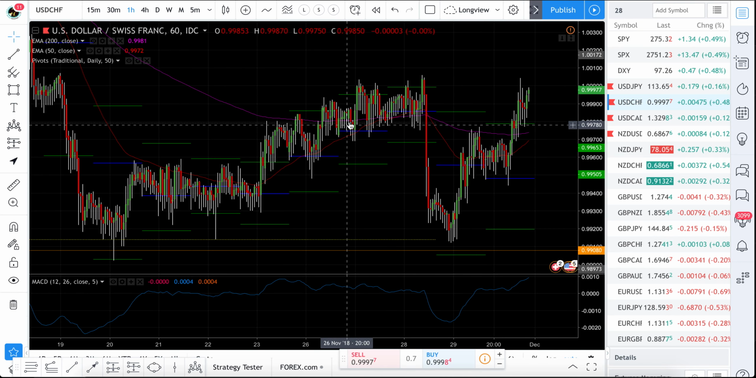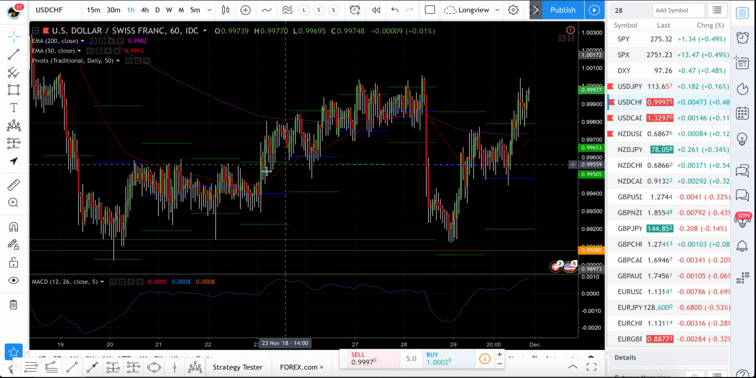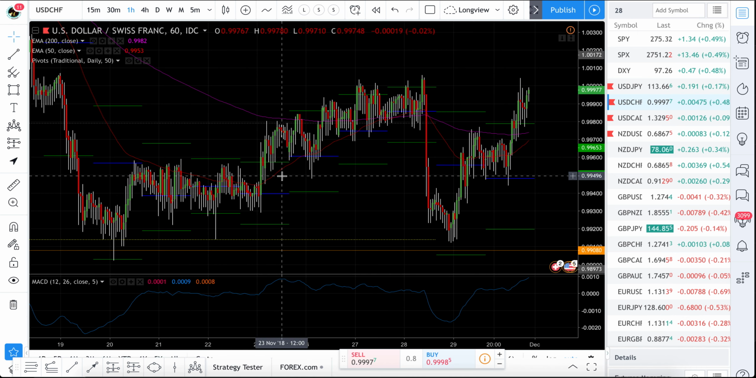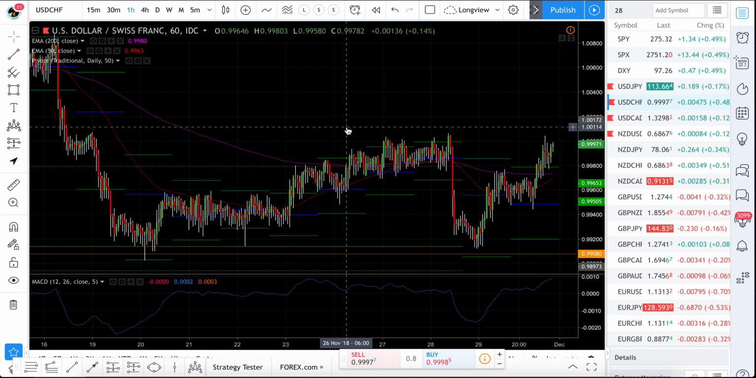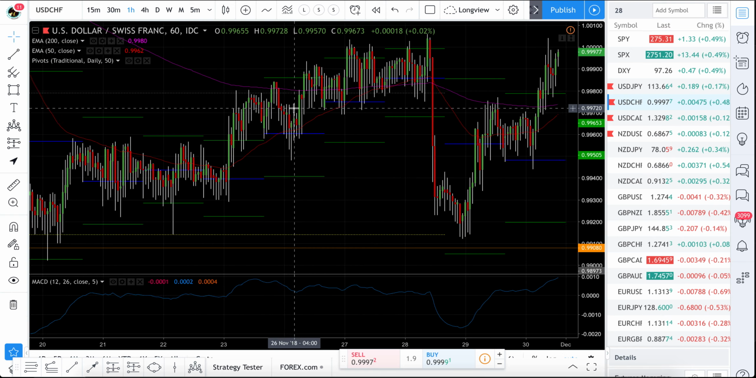The reason I call this not as clean of a pair is because these white wicks are long and it makes the chart look a little bit different.